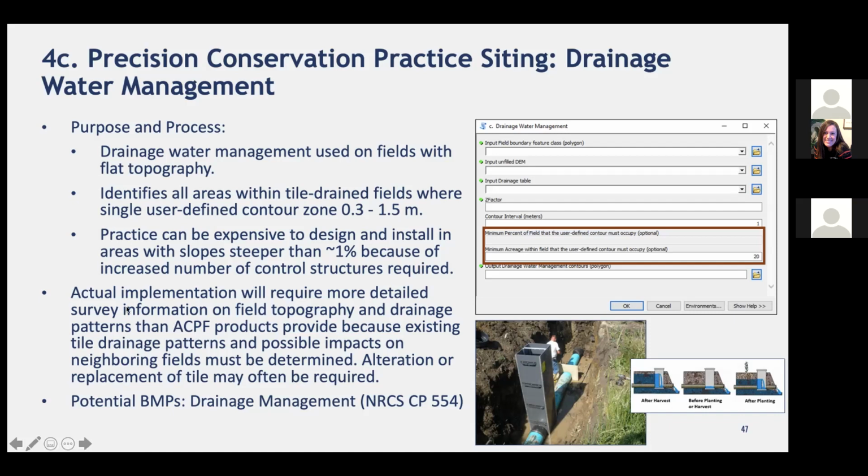One caveat I want to mention here is that actual implementation of this kind of practice would require a much more detailed survey of a field, because we know that field topography and drainage patterns are going to vary and may be very different than what the ACPF products might provide. Tile drainage patterns need to be surveyed. You need to think about potential impacts of ponding on our on-fields and in neighbors' fields from changing tile drain patterns. So again, this would be one where we'd want a much more detailed evaluation of the landscape if we were going to go out and actually cite this practice. The tool is really just identifying opportunities.